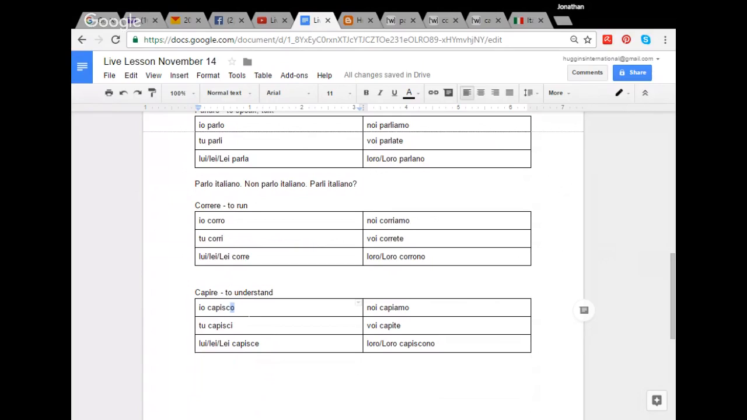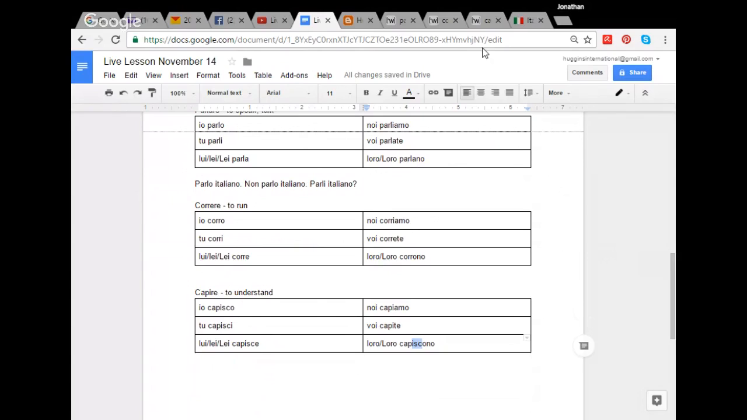So I get capisco, and then capisce, capisci, and then capisce, then capiamo. So here in the noi and voi, we don't insert that ending, that ISC, so capiamo and capite, and then capiscono for this one.